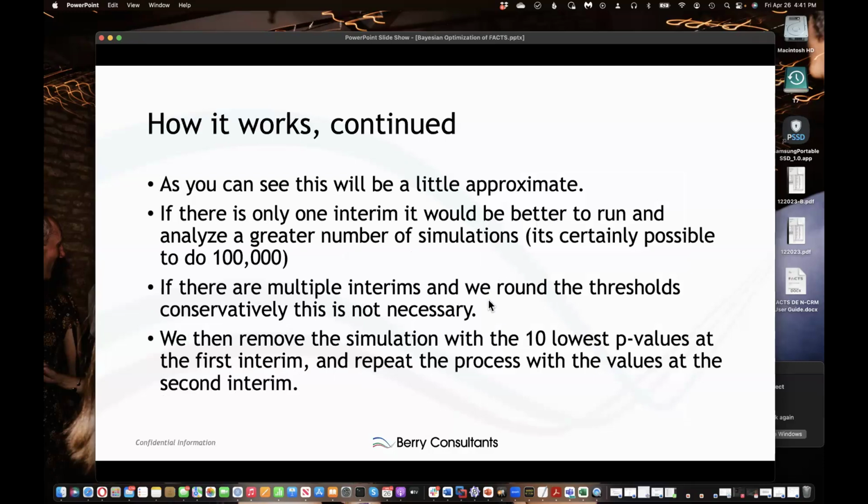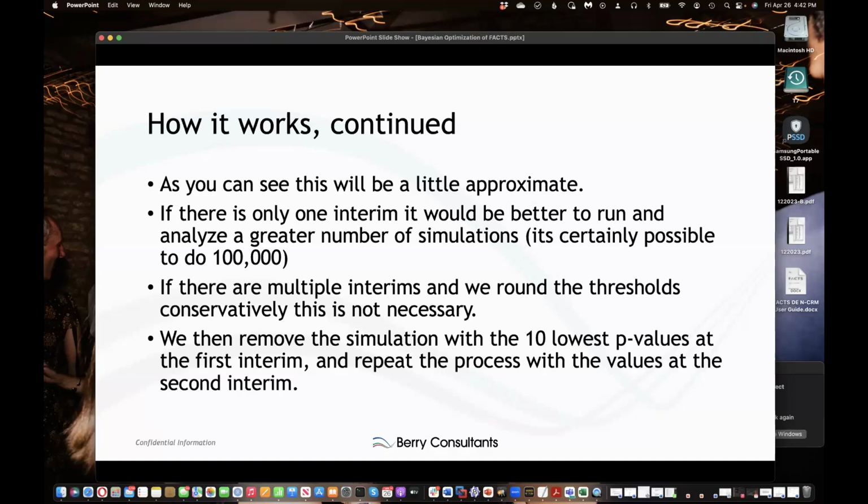And if there was only one interim, then it'd be better to run and analyze probably a larger number of simulations. It's certainly quite possible to do with 100,000. The processing takes a few minutes, but it's by no means impossible. But if there are multiple interims and we're going to round the thresholds a little bit conservatively, it turns out not to be necessary to worry too much about this approximation. It all kind of comes out in the wash.